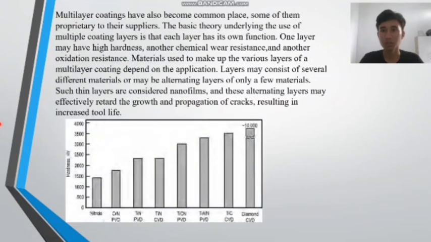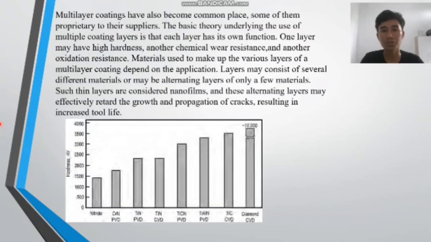Next, multi-layer coatings have also become commonplace, some of them proprietary to their suppliers. The basic theory underlying the use of multiple coating layers is that each layer has its own function. One layer may have high hardness, another chemical wear resistance, and another oxidation resistance.